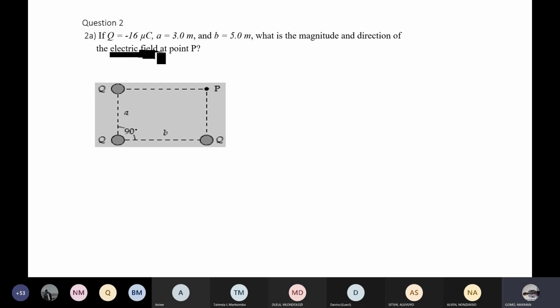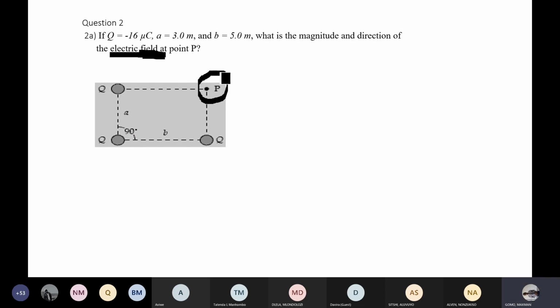You should master these words, folks. The difference between electric force and electric field, you should master that, because you can go on and calculate F when they need E. Okay? So here what they're asking you to do is to calculate the magnitude and direction of the electric field at point P. At point P here.